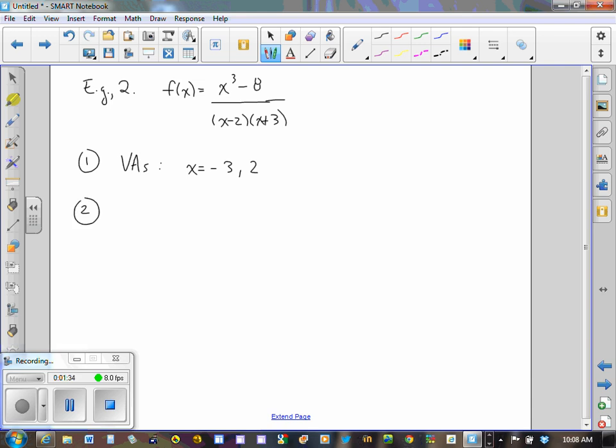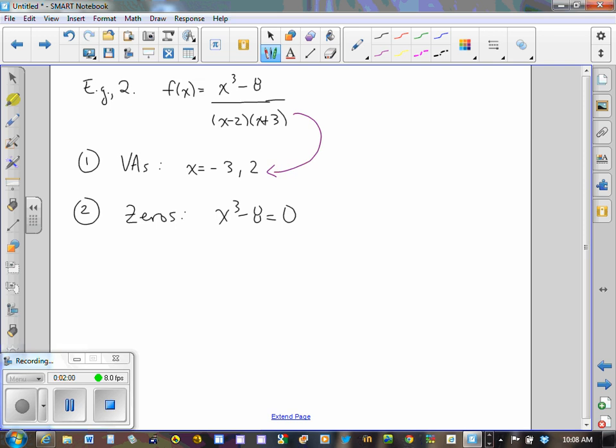Are VAs, which we draw from the denominator. Okay, so the factors in the denominator producing zeros. So we have minus 3 and 2. What we might also want to look at are the zeros to the function, meaning that where is x cubed minus 8 equal to 0?